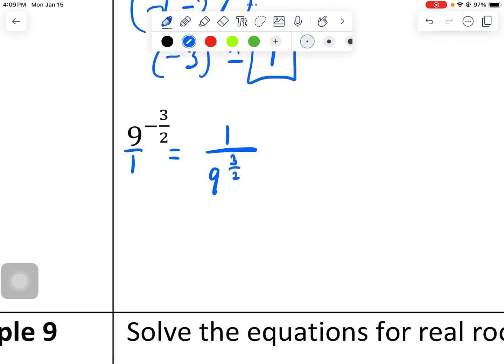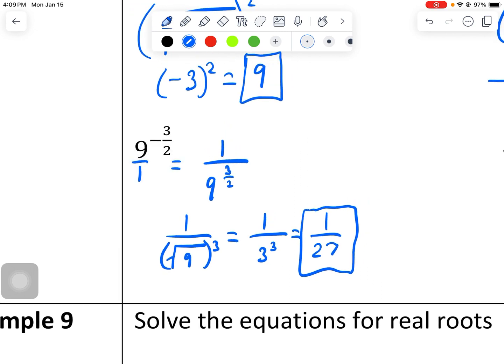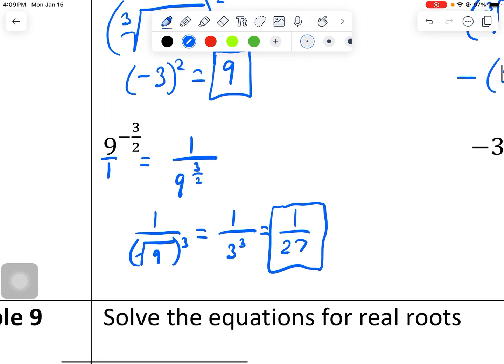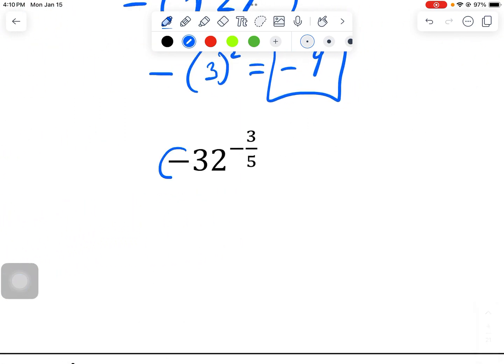Okay, and then 9 to the 3/2 power would be 1 over the square root of 9 cubed. It's a square root because 2 is on the bottom. And we know the square root of 9 is 3. So 3 cubed would be 27. So then our answer is 1/27. Notice that it did not make our answer negative just because we had a negative exponent. It just made it a fraction for our answer. Okay, over here, we're going to have a situation except we have a negative on the outside.